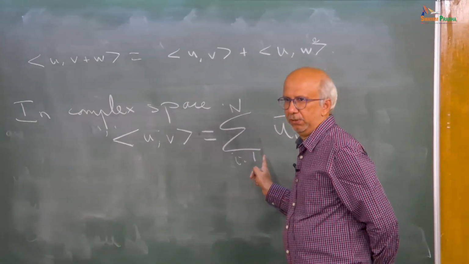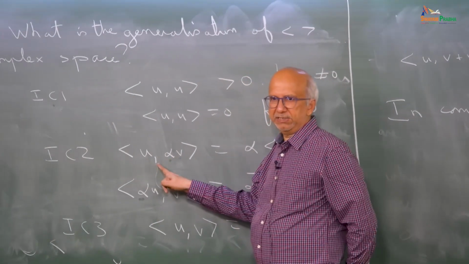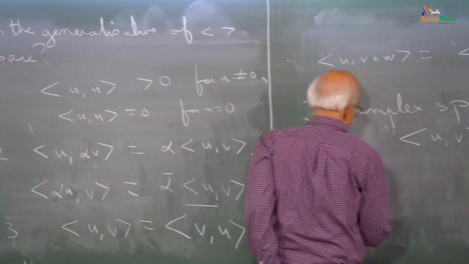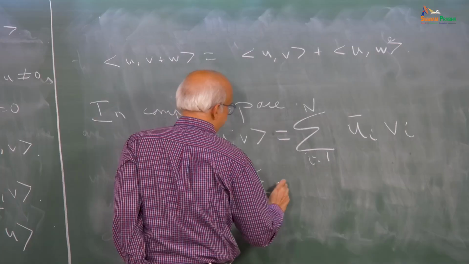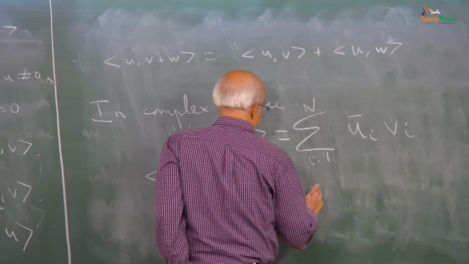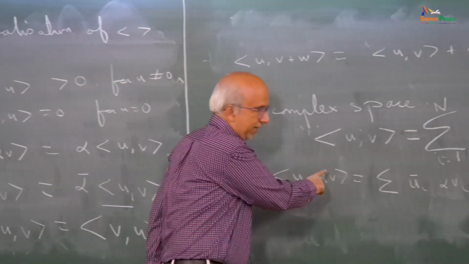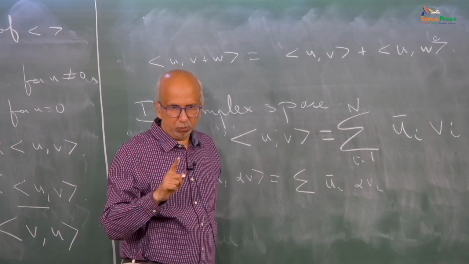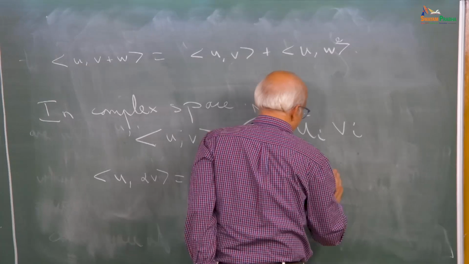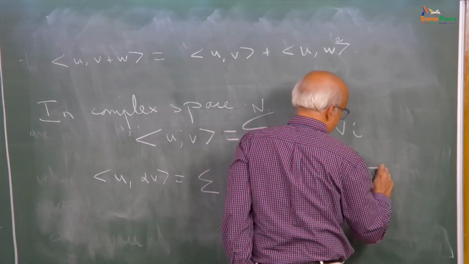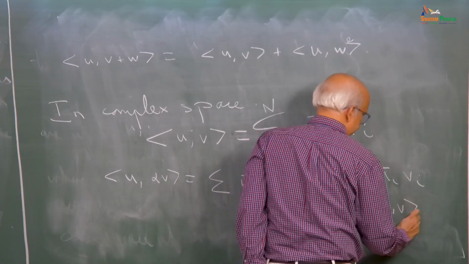If you use this, so now you understand, what is the inner product of u with alpha v? It is sigma ui bar alpha vi, because scalar multiple means every coordinate gets multiplied by alpha. So this is the same as alpha times sigma ui bar vi, which is alpha times the inner product of u with v.